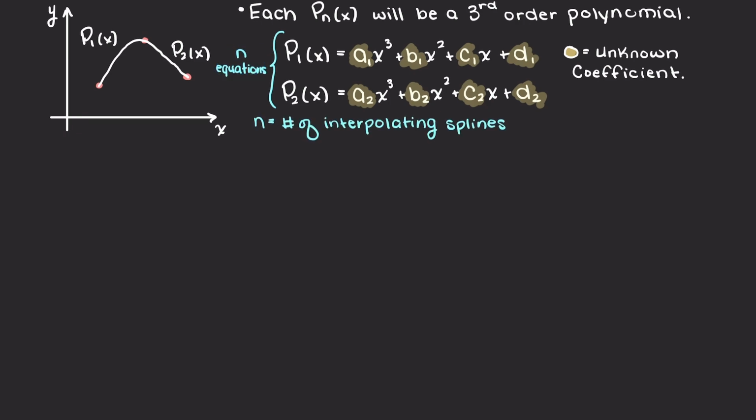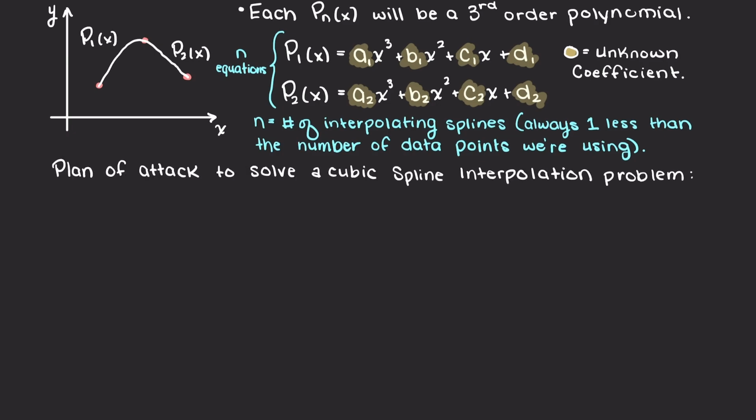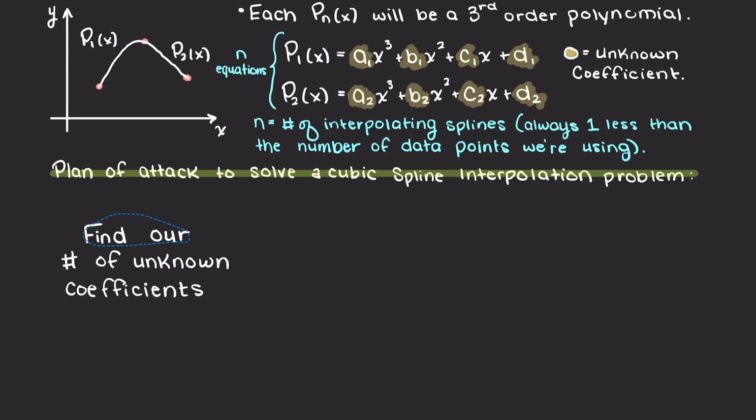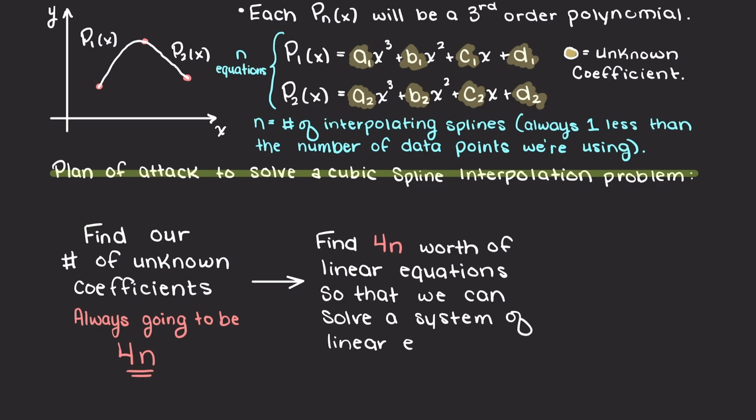Now all we need to do is develop a methodology for how we are going to solve for all of these unknowns. The first thing we need to do is determine how many unknowns we actually need to solve for. Well, as you can probably imagine, the number of unknowns that we need to solve for depends on the number of cubic splines that we are interpolating for. Therefore, we can say that for every spline n, we will have 4n unknowns, meaning that we need to find 4 equations per spline that we add.